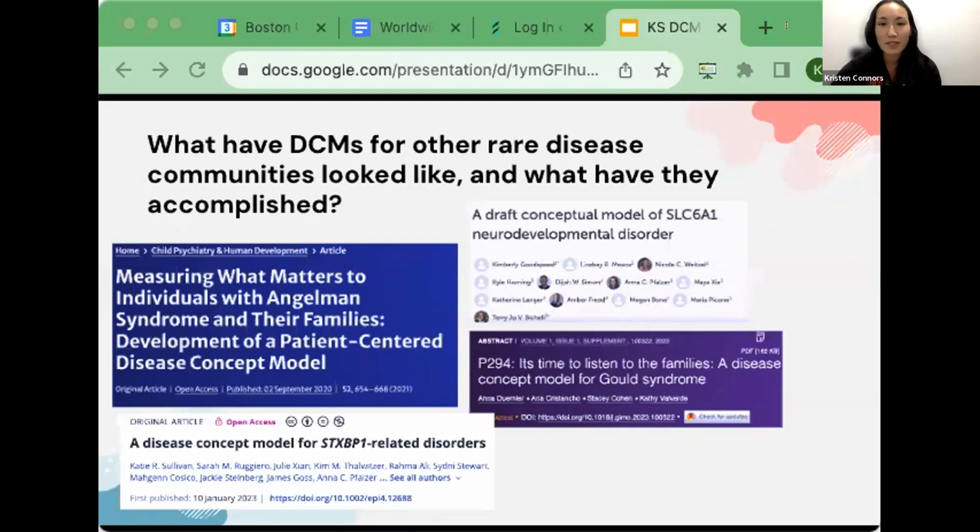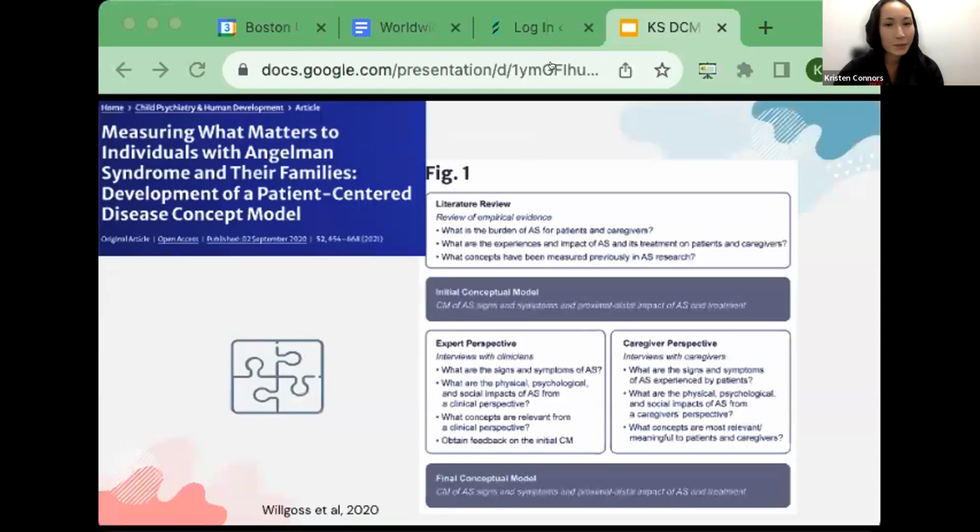So notable DCMs of rare diseases include those developed on STXBP1 related disorders, Angelman syndrome, Dravet syndrome, and there are many, many more being worked on each year, actually this year. And I want to zoom in on one example of a DCM developed for Angelman syndrome back in 2021, just to give you a more concrete sense of the whys behind constructing a DCM.